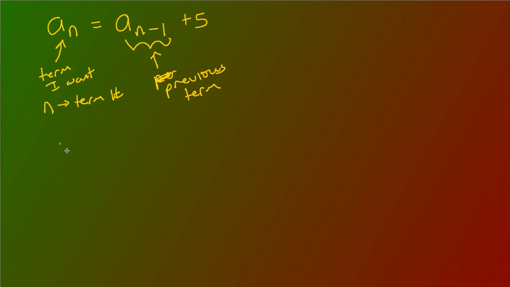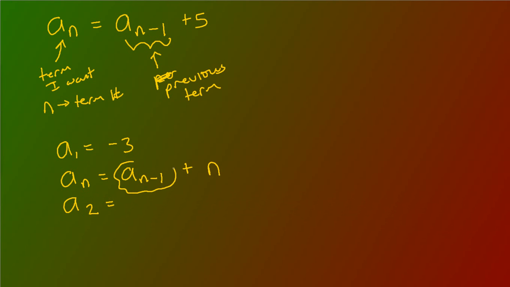So let's try a different recursive formula. Let's say a sub 1 is negative 3. And let's say a sub n is a sub n minus 1 plus n. Now this is a lot different than the example we just did, because this number that I'm adding is going to keep on increasing. So let's say I wanted to find term number 2. So this piece right here, that's simply the previous term. So the term that came before term 2 is term 1.